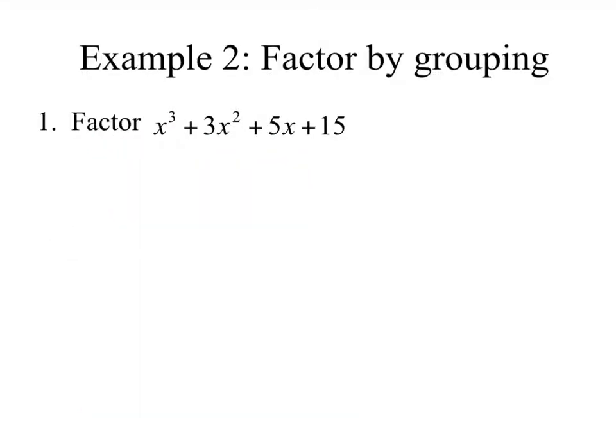So now we're going to look at what happens if I don't give you the matching pair in parentheses already. And the answer is we create it ourselves. So we're grouping, okay? We're going to play the matching game again. And you want to pick two pieces that you think match together. And they need to match based on something you can pull out, based on a GCF that they have in common.